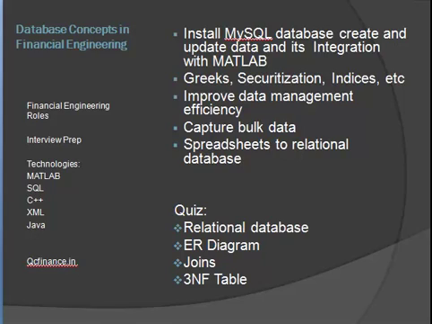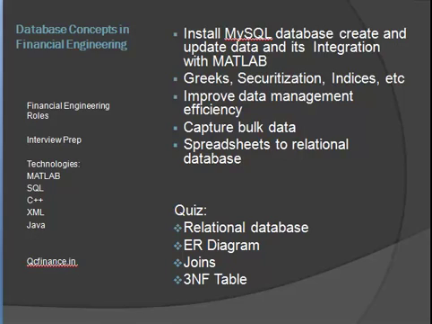So we do those things to improve data management efficiency, to capture bulk data. Many times we have all the data stored in spreadsheets, and we would like to convert them to a relational database. When we look at the conversion from a spreadsheet to a relational database, the first question that arises, if you are hearing this word for the first time, is what is a relational database? A relational database is a way to store the data in a more efficient manner, and that's what we are going to look at in this session.